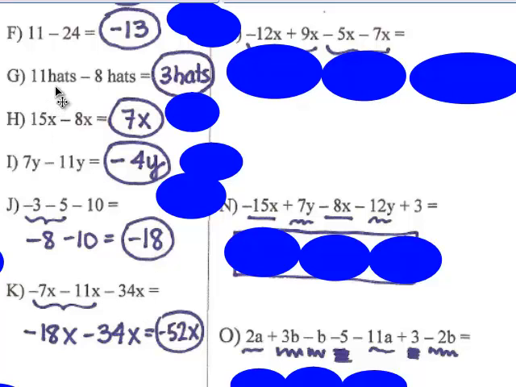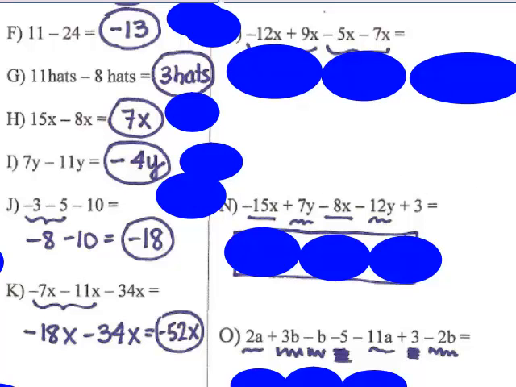For example, it's like I have 11 hats and 8 hats, so that means I can combine them. It would be different if I had, for example, 11 hats minus 8 shirts. I could not subtract that because they're not the same items. We're going to see more of that later on in these problems.